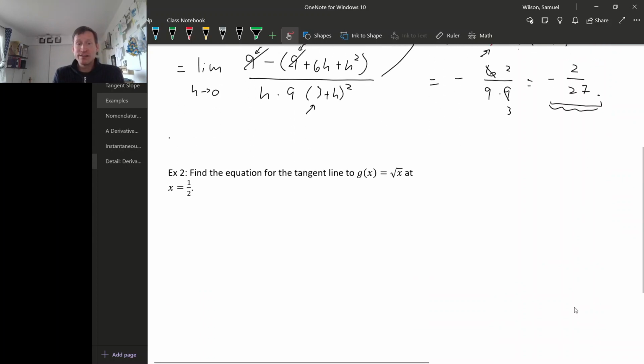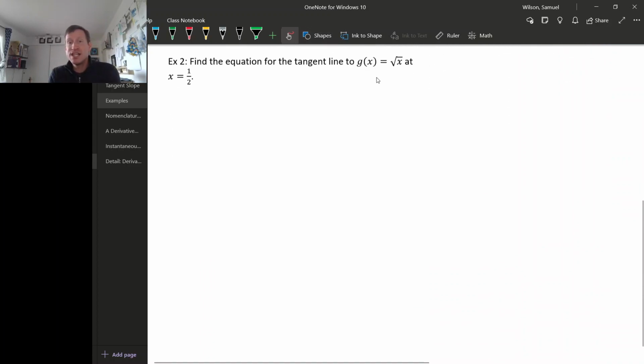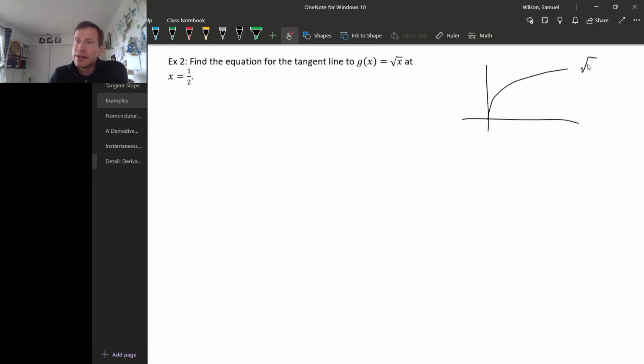Okay, let's look at one more example. Let's find the equation for the tangent line to g of x equals square root x at x equals 1/2. So the square root of x looks like this. This is y equals square root of x. And 1 is about here, and so 1/2 is going to be about there.